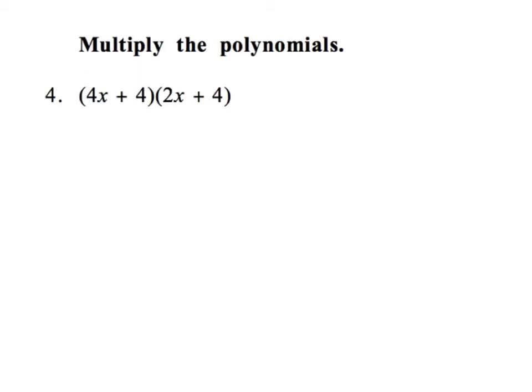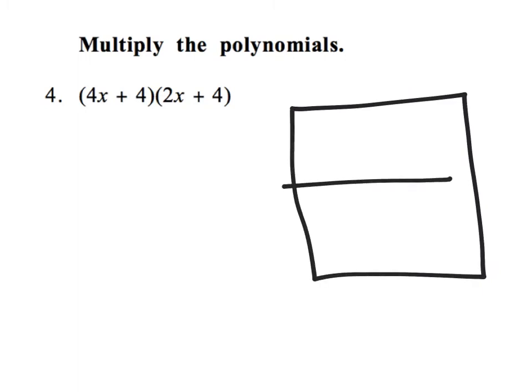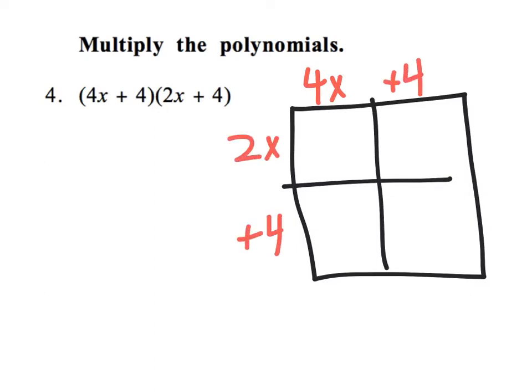Number 4, we're going to multiply. We have 4x plus 4 times 2x plus 4. For this one, we are going to use the beautiful, the wonderful, the fantabulous box method. When we do that, we're going to have 4x plus 4 on top and 2x plus 4 along the sides. Again, we're multiplying things together, so I'm going to do in my first box here, 2x times 4x gives me 8x squared. My next one, 2x times 4 is 8x.